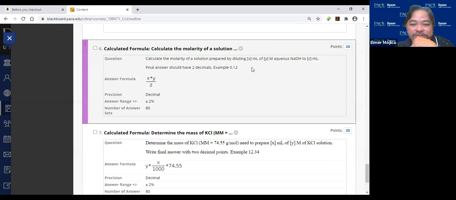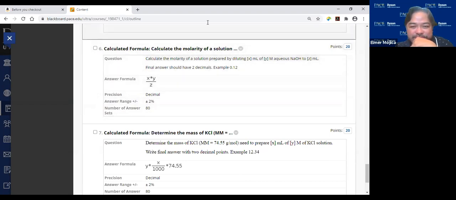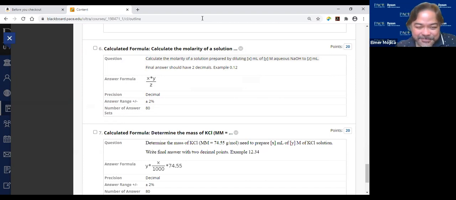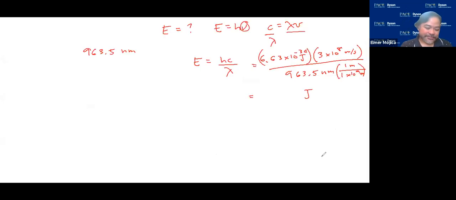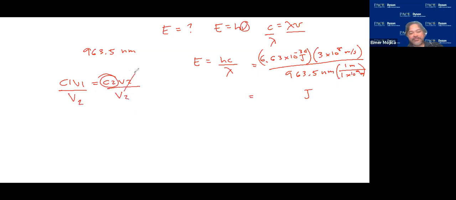Okay? So if you're going to look at this, this is just what? A C1V1 problem. I would suggest you don't memorize the formula I put here. If you're going to look at the concept that you have, this is just C1V1 equals C2V2. So one of them is missing. So all you need to do is divide by V2 on both sides. That's why you have that formula there. So now you see the secret on how I do your question.